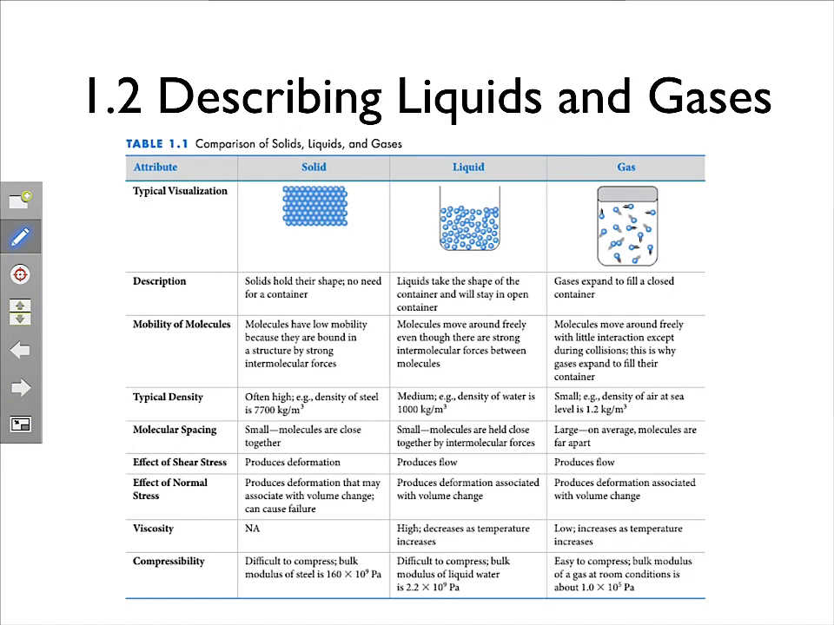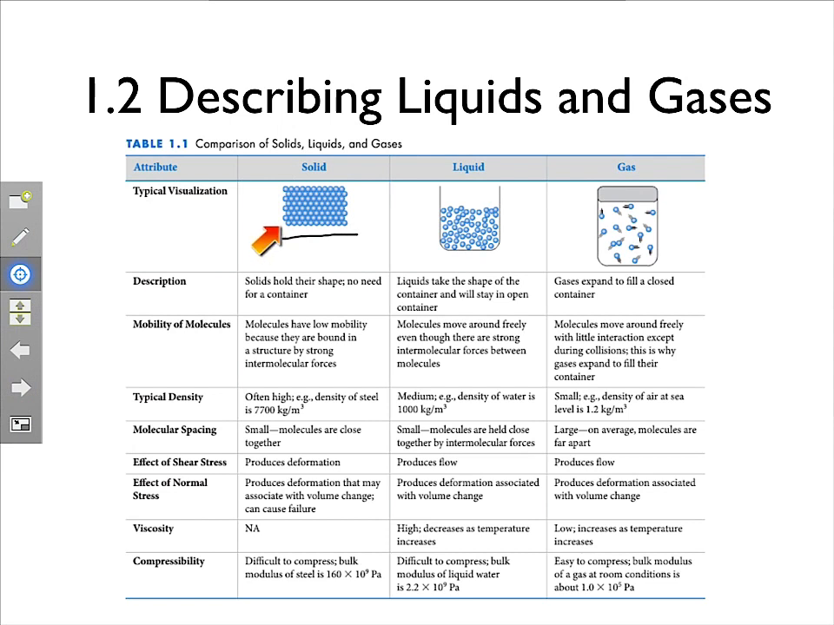So let's take some time to look at types of matter, and to distinguish a solid, liquid, and a gas. If we start here with the column under solids, we can see that solids are materials that hold their shape. They don't need a container. Molecules have low mobility because they are bound in the structure by strong intermolecular forces. And you can see in this lattice that these molecules are bound together so that they don't necessarily move.